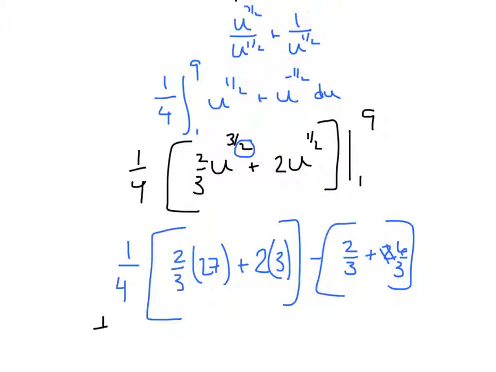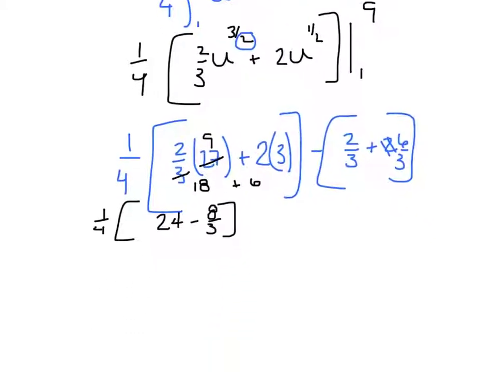So let's see, I have 1/4 times 9, that's a 9, so that's 18 plus 6 is 24 minus, let's see, 2/3 plus 6/3 is 8/3, so 9 minus 8/3. Love all this mental math.